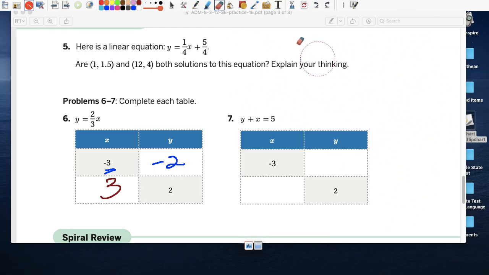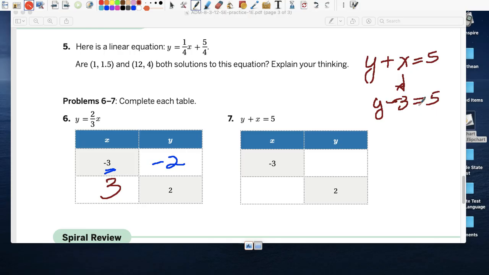Same thing for the other one. Here's the equation. Something plus something equals 5. When one of those somethings, in this case x, is -3, what is the value of y? That's what the question is asking. So, y minus -3 equals 5. We do plus 3 here, and y equals 8.